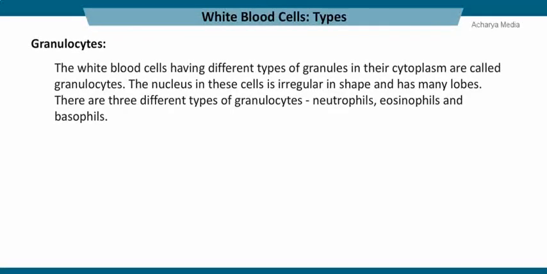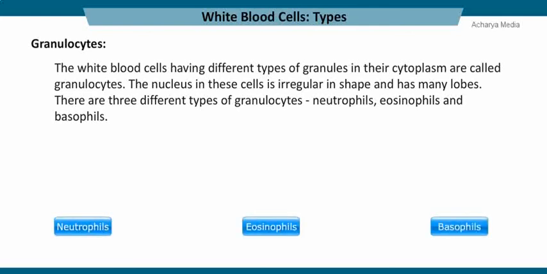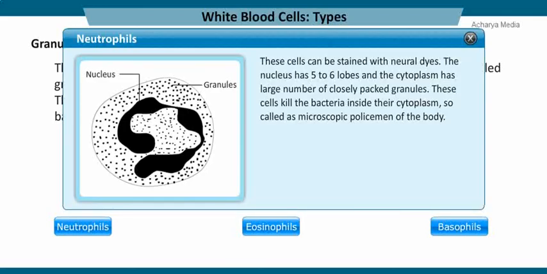Granulocytes. The white blood cells having different types of granules in their cytoplasm are called granulocytes. The nucleus in these cells is irregular in shape and has many lobes. There are three different types of granulocytes. They are neutrophils, eosinophils, and basophils. Neutrophils. These cells can be stained with neutral dyes. The nucleus has 5 to 6 lobes, and the cytoplasm has a large number of closely packed granules. These cells kill the bacteria inside their cytoplasm, so they are called microscopic policemen of the body.